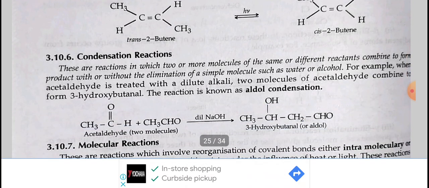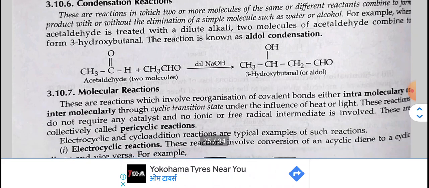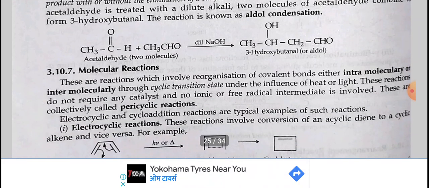Condensation reactions. These are reactions in which two or more molecules of the same or different reactants combine to form a product with or without elimination of simple molecules such as water or alcohol. For example, when acetaldehyde is treated with dilute alkali, two molecules of acetaldehyde combine to form 3-hydroxybutanal. The reaction is called aldol condensation. Acetaldehyde, two molecules, on dilute NaOH gives 3-hydroxybutanal, or aldol.